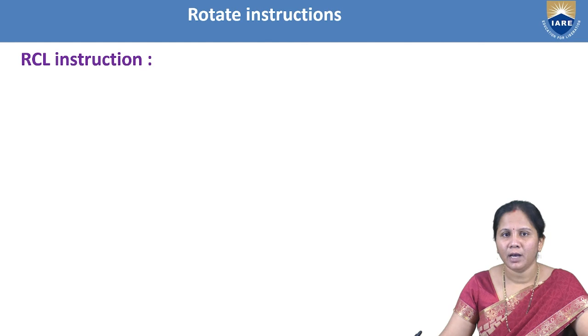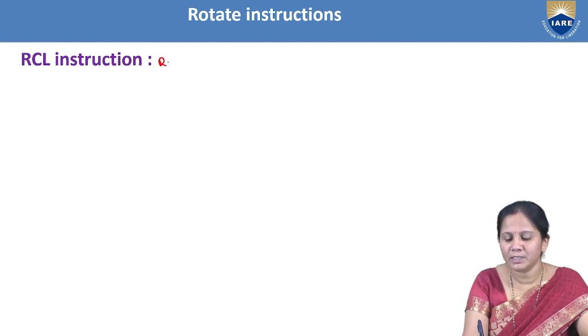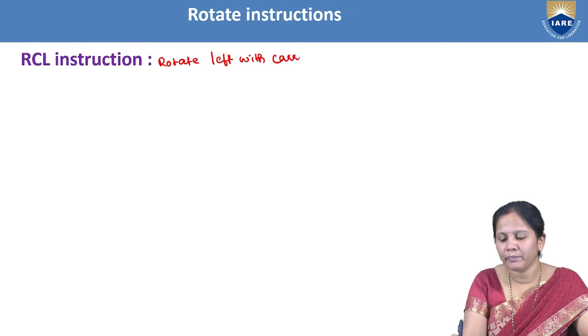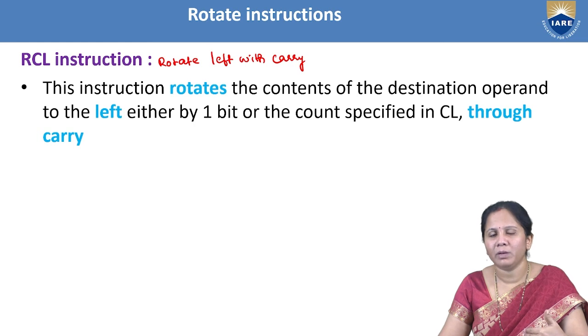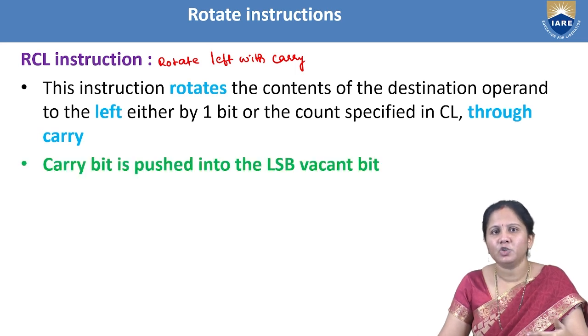And next instruction is RCL instruction. So RCL represents rotate left with carry. Okay. So same as the previous operation, but the contents will be rotated towards left by 1 bit. So when the contents are rotated towards left by 1 bit, the rightmost bit, which is called LSB bit, will become vacant. Okay. So that vacant LSB bit should be filled with the carry bit, whatever the carry may be. If it is 0, it has to fill with 0. If it is 1, it has to be filled with 1.